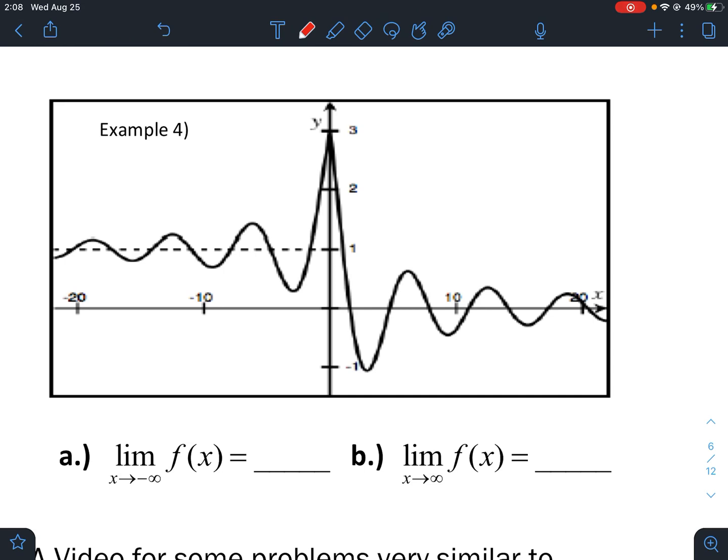For example 4, as we go to the left, it looks like our graph is getting closer and closer to the line y equals 1. Remember, your graphs are allowed to cross horizontal asymptotes. They're not allowed to cross vertical asymptotes. And to the right, it's getting closer and closer to the x-axis, which is 0.